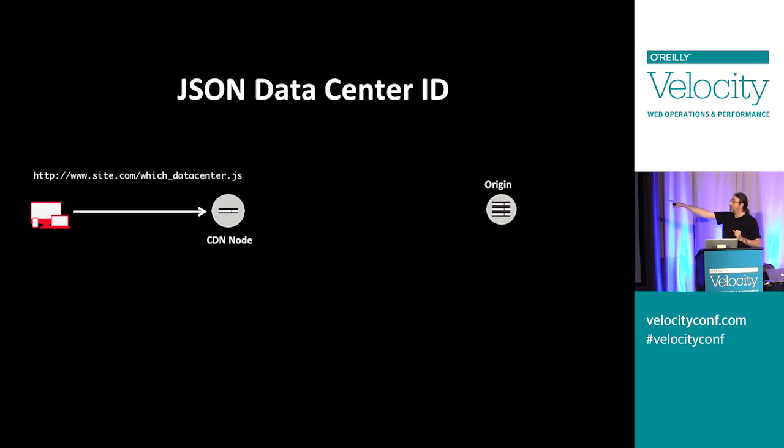So there is some sort of request that goes out into the world, into the CDN, that says, hey, give me a JSON object of which data center I've ended up in. In response to that, a purely edge-generated piece of content, I can actually generate an entire JSON object that says, hey, you ended up in San Jose. That's a fully dynamic object that's generated by the CDN itself.